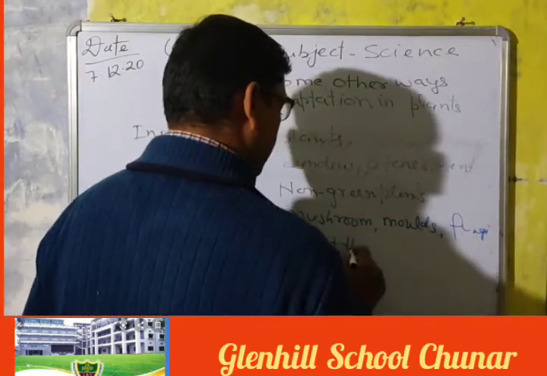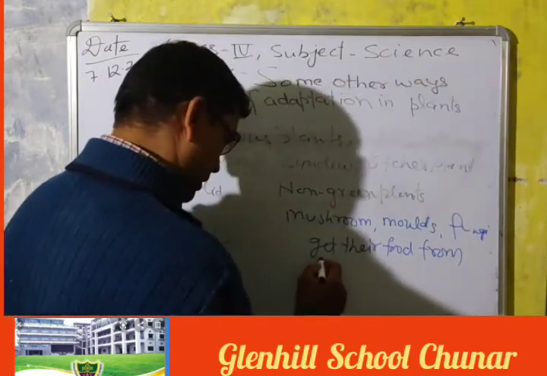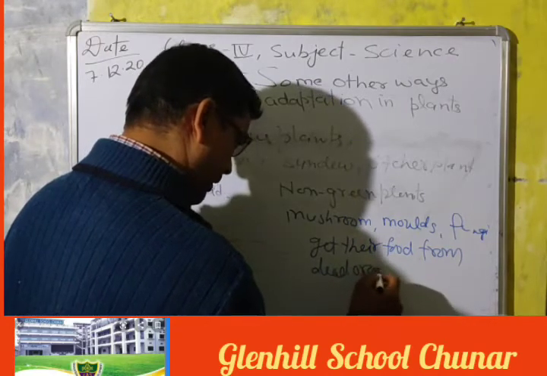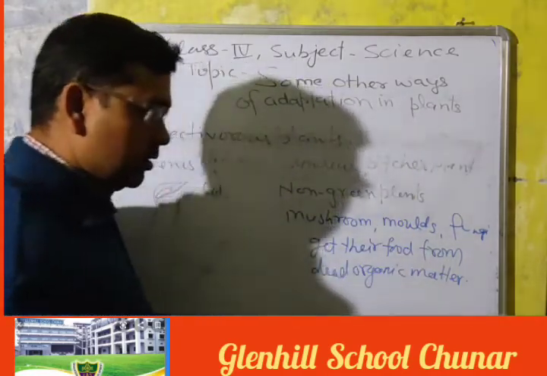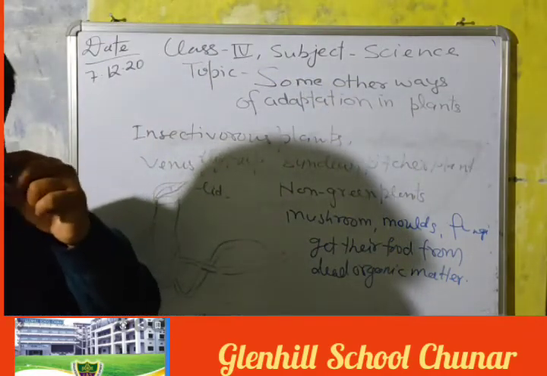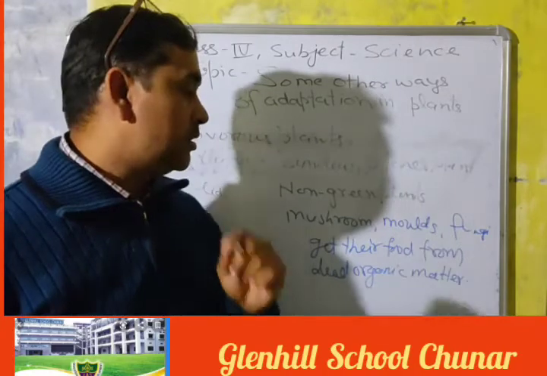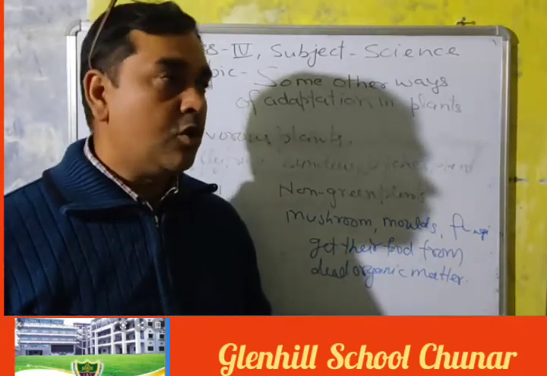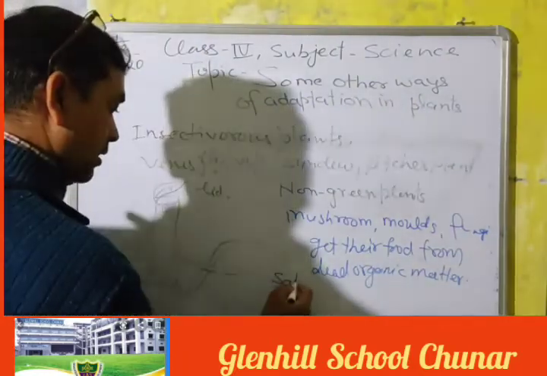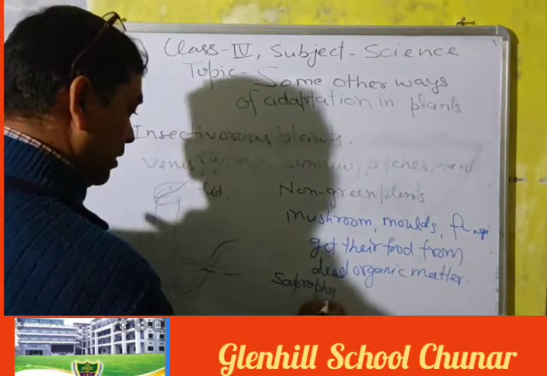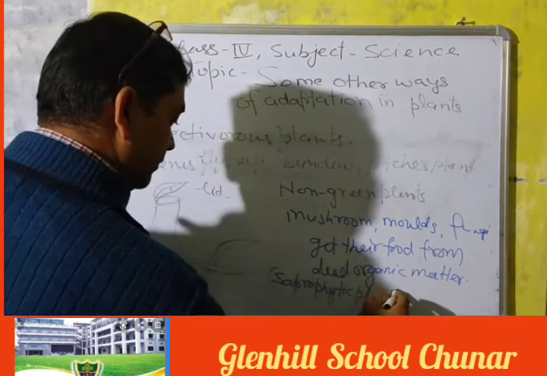Get their food from dead organic matter. So when these types of plants get their food from dead organic matter, they are called saprophytic plants. Saprophytic plants. Okay.